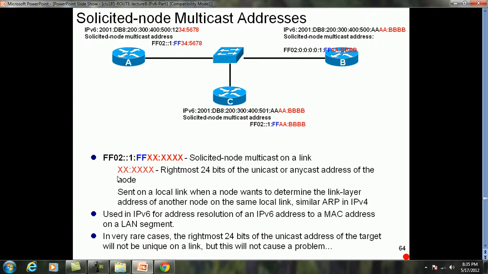In very rare cases, the rightmost 24 bits of the unicast address of the target will not be unique on a link, but this will not cause a problem. Sometimes they won't be the same. Now see here, this guy also got the same values. Can you see? But these are different, correct? 2001:DB8, 501, this is 500, and the rest is the same, correct? So both of their multicast addresses are the same, correct? Solicited node multicast address. That's what I said: the rightmost 24 bits of the unicast address of the target will not be unique. But it doesn't cause any problem because this address is unique, correct? Here it is 501, here it is 500.